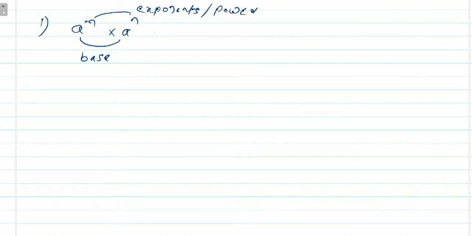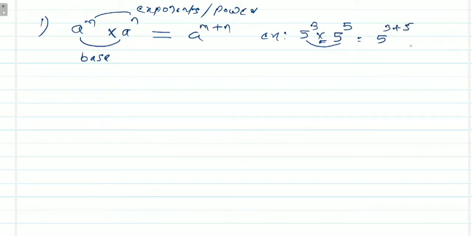Now as you can see here, the base is the same and there is multiplication between the two terms. In that case, what we do is we add the powers. For example, 5 raised to power 3 multiplied by 5 raised to power 5. As the base is the same and there is multiplication in between, we will just add the powers and we will get the answer as 5 raised to power 8.